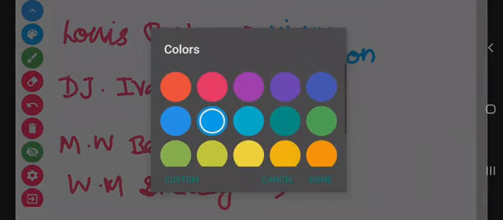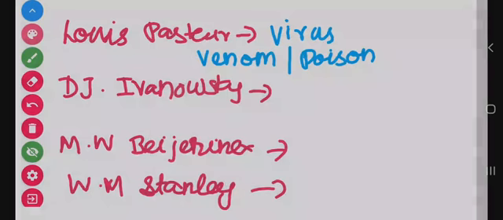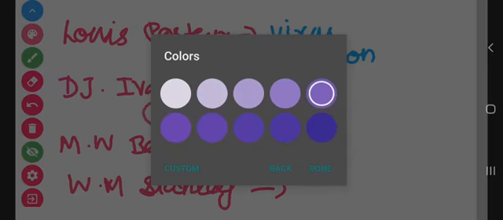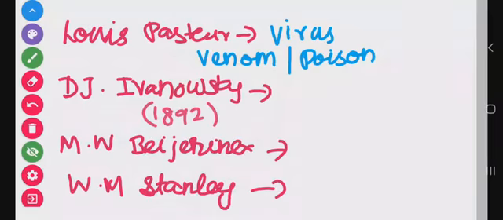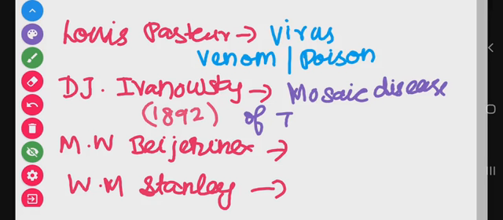Coming to the next scientist, D.J. Ivanovsky. In the year 1892, he recognized the tobacco mosaic virus. He recognized a certain microbe causing the mosaic disease of tobacco, caused by viruses. He identified that, D.J. Ivanovsky.